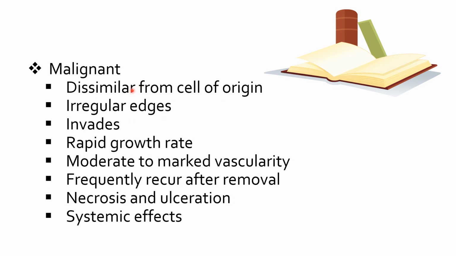On the other hand, malignant tumors are usually dissimilar from the cell of origin. They have irregular edges and they usually invade other tissues. And it has a rapid growth rate, mabilis itong lumaki. For example, may nakitang breast mass or na ino-observe, mabilis ang paglaki nito. Okay, moderate to marked vascularity, frequently recur after removal, and there is necrosis and ulceration, and it has systemic effects.